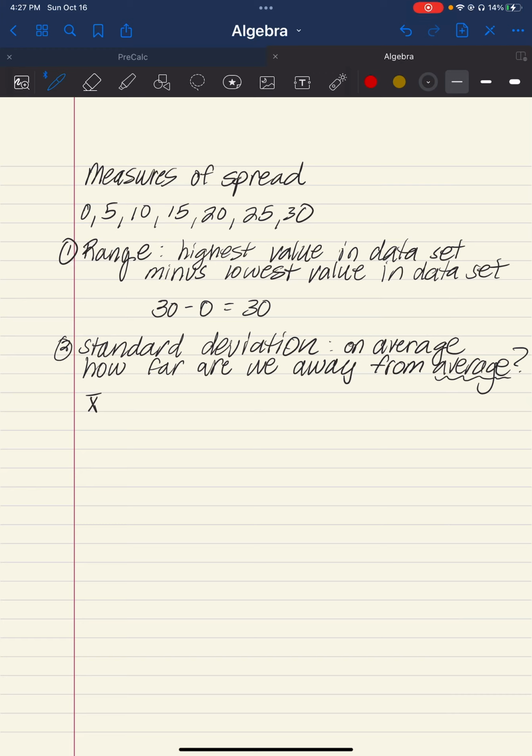That's the mean. And if we want to calculate the mean, we sum all the data points, sum all values, and divide by the number in the data set. So in this case, we have 7 data points. The number of data points.